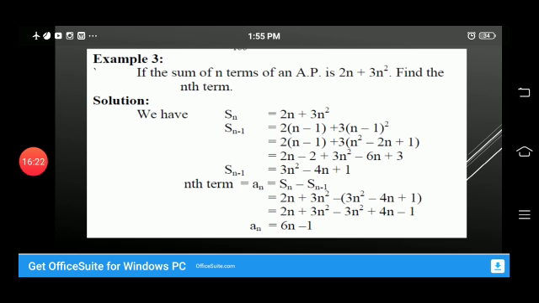This was all about arithmetic progression. In our next lecture, we will discuss the geometric progression.